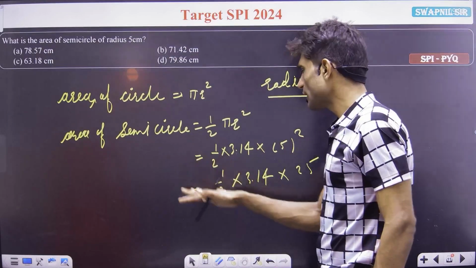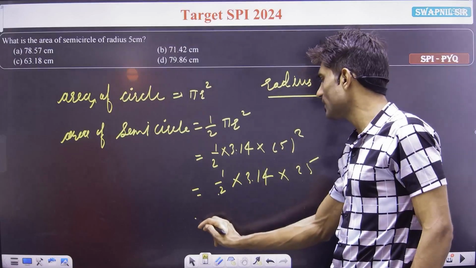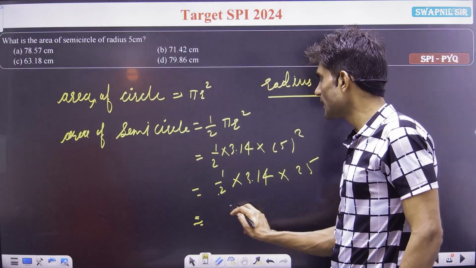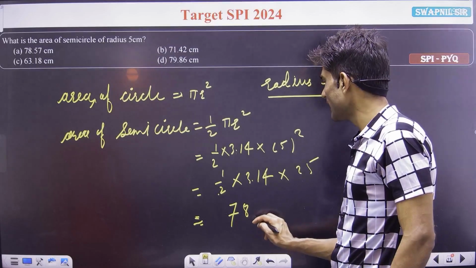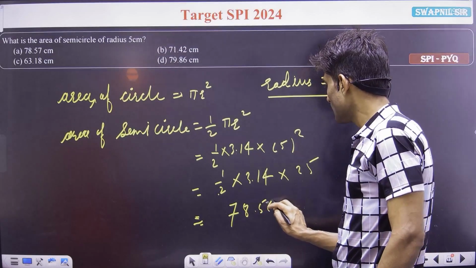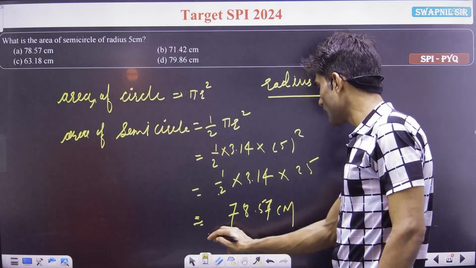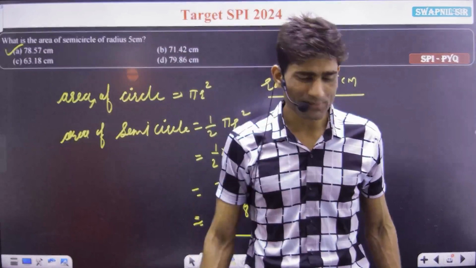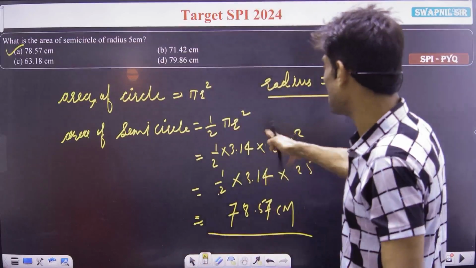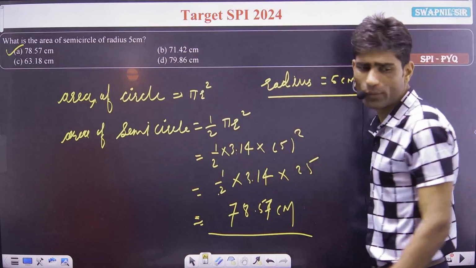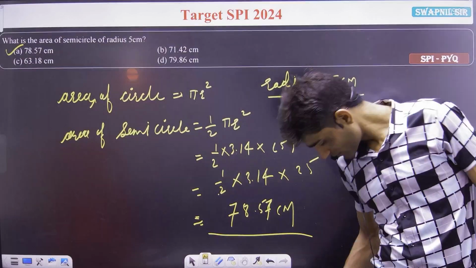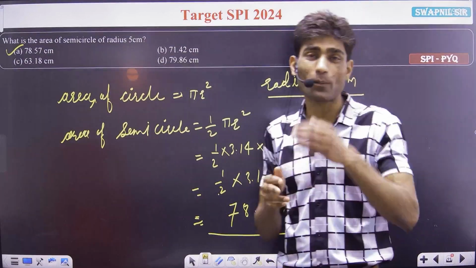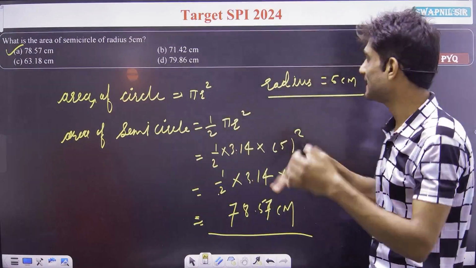Go through the whole calculation and we get the answer, it is 78.57 centimeter square. This one is our required answer, which is given in option number first. So I hope you all have understood this solution. You only need to remember the formulas. Once you understand the formulas properly, the next part is easier to understand.